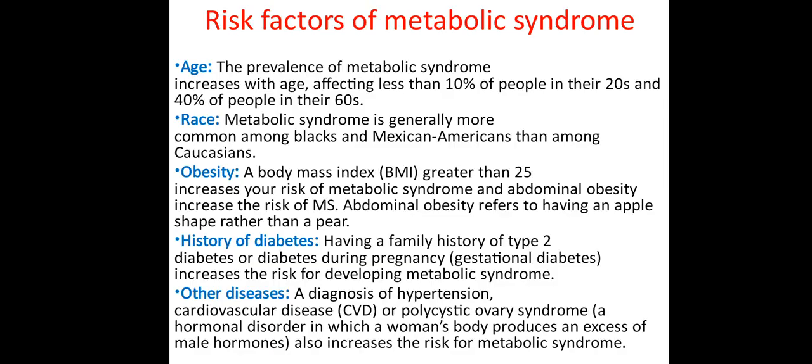Regarding risk factors of metabolic syndrome, there are several risk factors that predispose to it. First of all, age. The prevalence of metabolic syndrome increases with age, affecting less than 10% of people in their 20s and 40% of people in their 60s. Race. Metabolic syndrome is generally more common among blacks and Mexican Americans in comparison with Caucasian people.